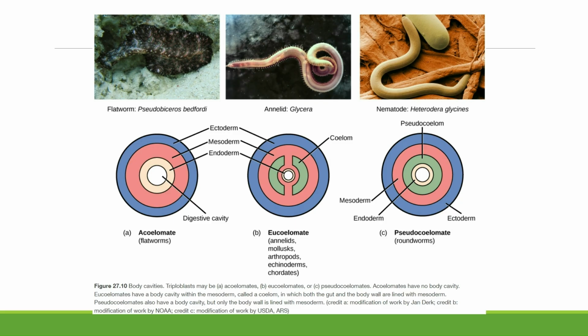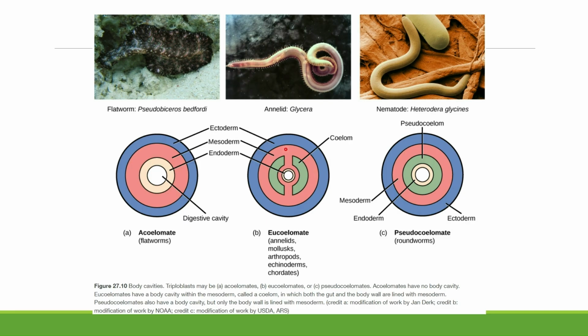Now, this slide provides us an example of each of those three groups. A is the acoelomates, and I said a great example of this was the Platyhelminthes, or the flatworms, and you can see an example of the flatworm in the upper left corner there. If you'll take note, if we started from the outside, we have the ectoderm, the mesoderm, and then the endoderm, and then the digestive cavity. So this body cavity in the acoelomates is not present, right?